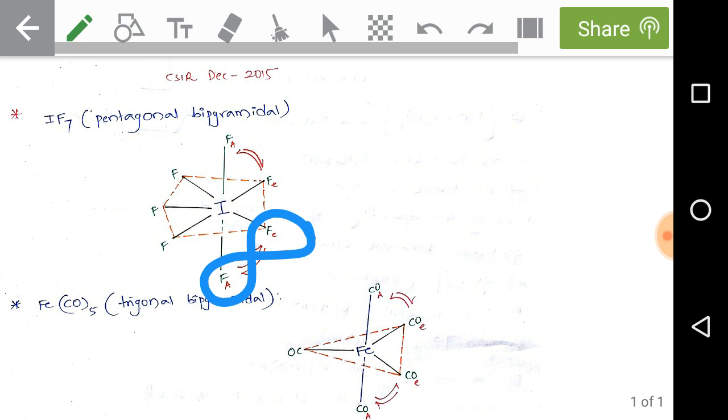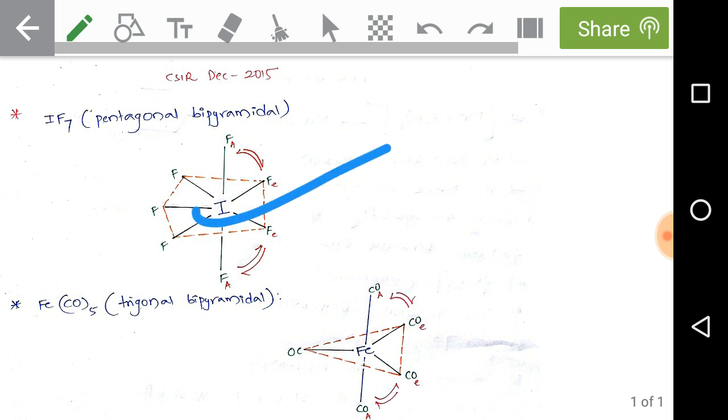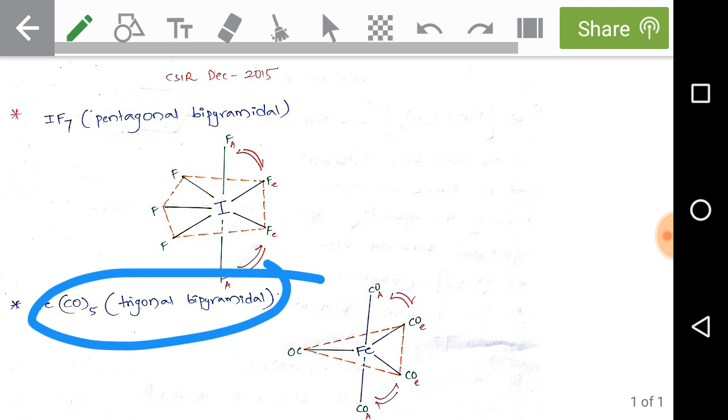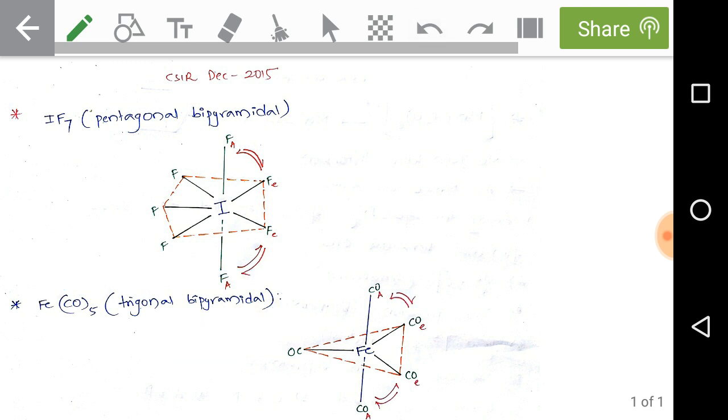This kind of rapid exchange of equatorial and axial ligands in a species is considered fluxionality. So fluxionality is observed in IF7. At the same time, Fe(CO)5 has a trigonal bipyramidal structure, in which axial and equatorial carbonyls exchange rapidly, so that is not observed by spectroscopy at normal temperature. This is observed at freezing temperatures. So these two are the options because they show fluxional behavior.